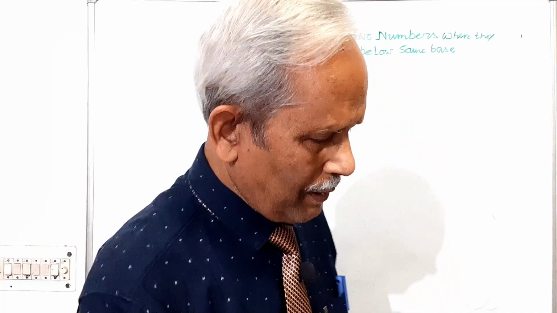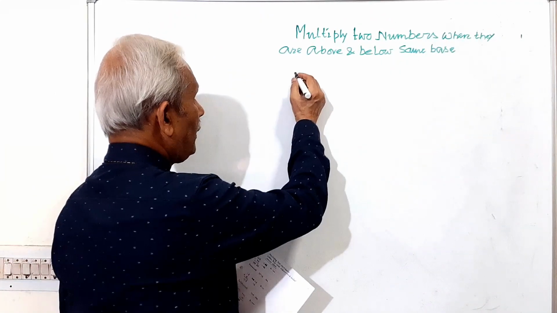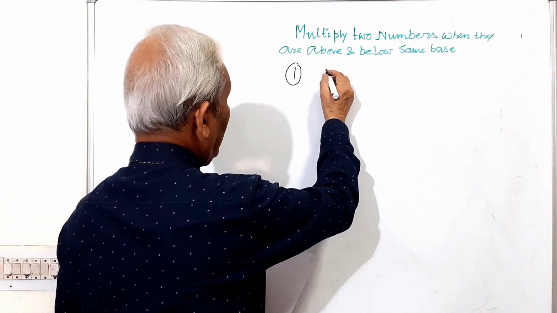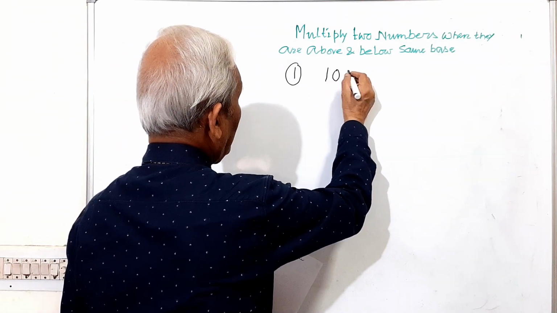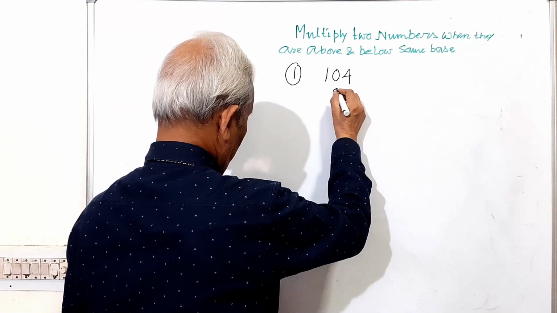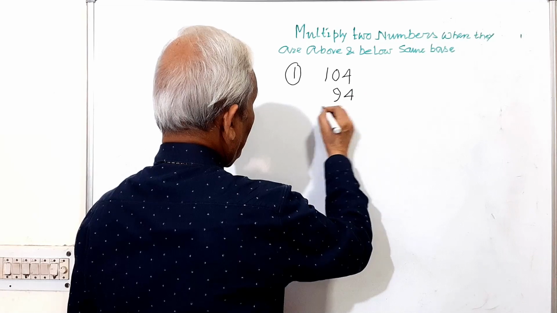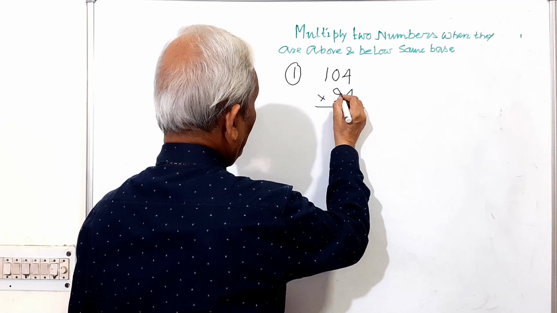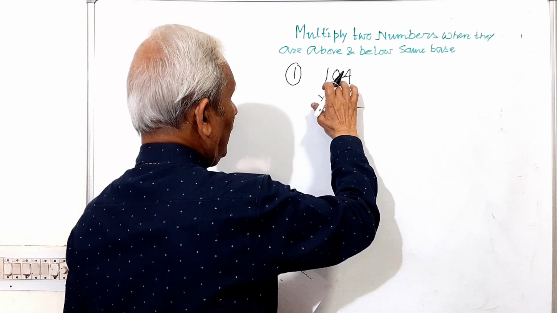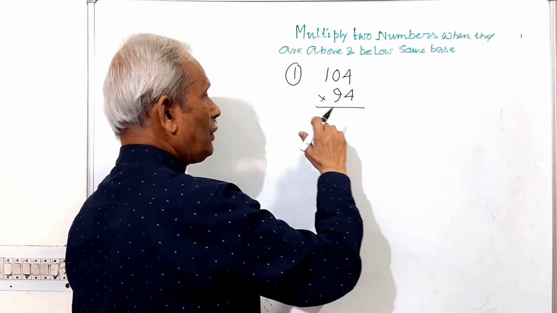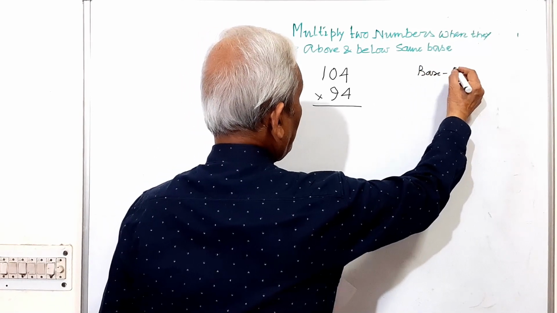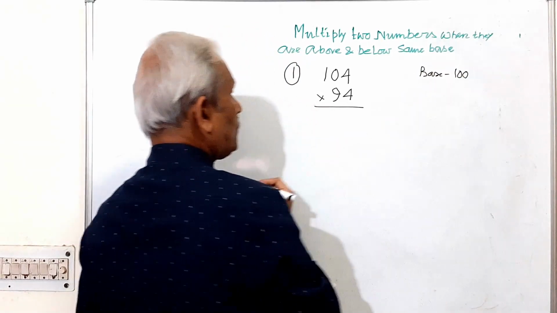The first example is number 1. Question number 1 is multiply 104 with 94. 104 into 94. Here, if the base is 100, 104 is above the base and 94 is below the base. Here the base is 100. How do we multiply these two with a shortcut?